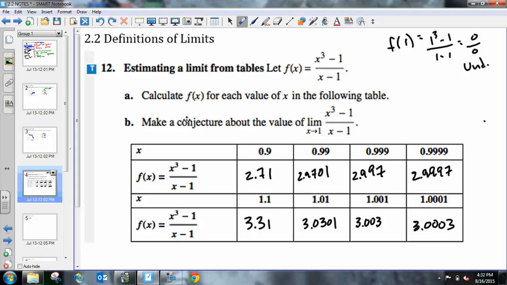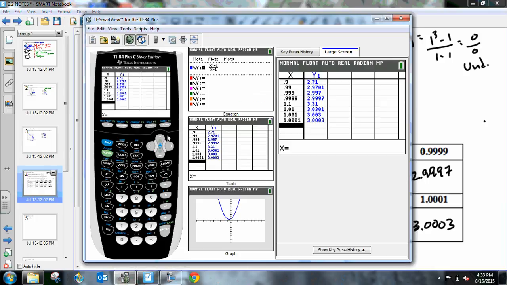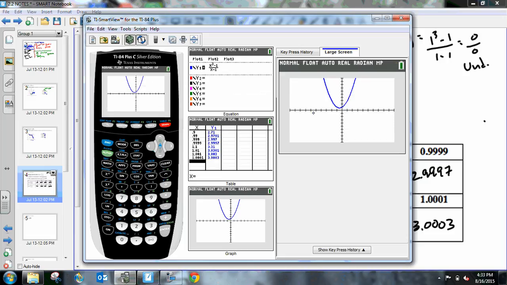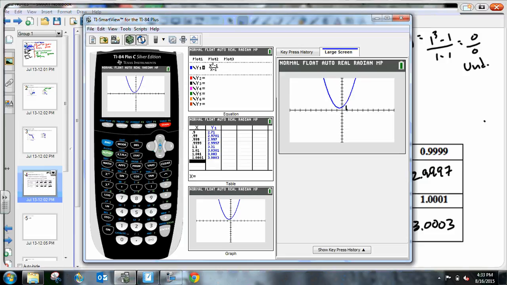So make a conjecture about the value of the limit as x approaches 1 of this function. By our table, we can say that our limit value is equal to 3. If you take a look at the graph, as I approach 1, look at that. What y value are we approaching? Looks like 1, 2, 3.